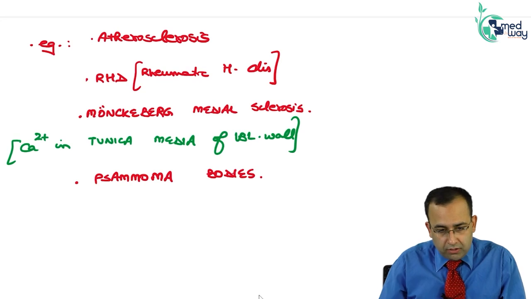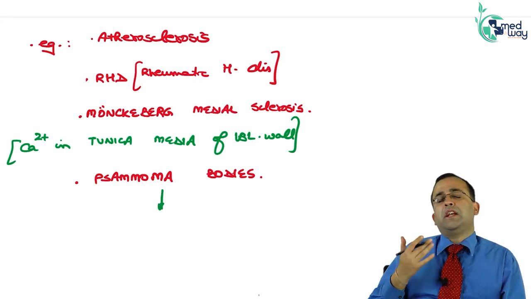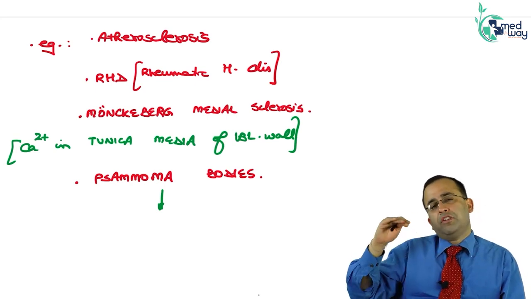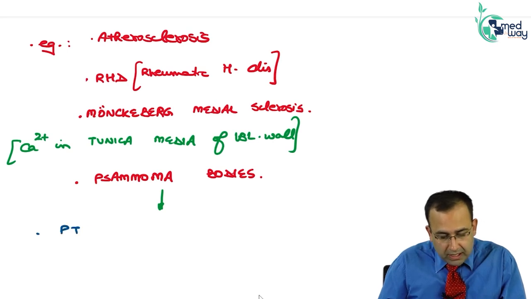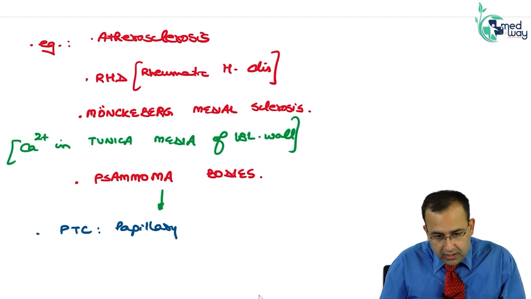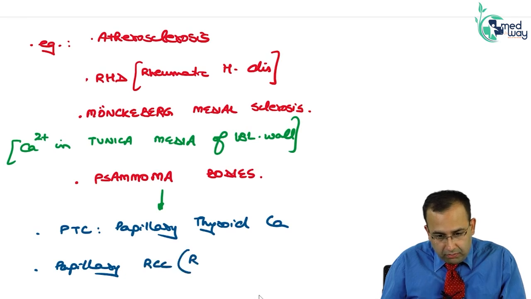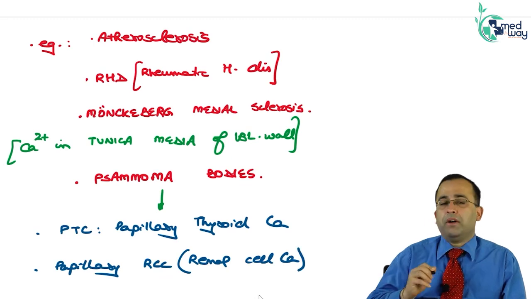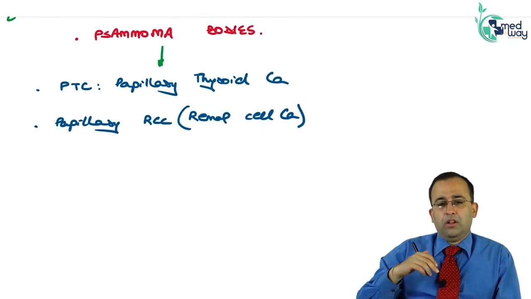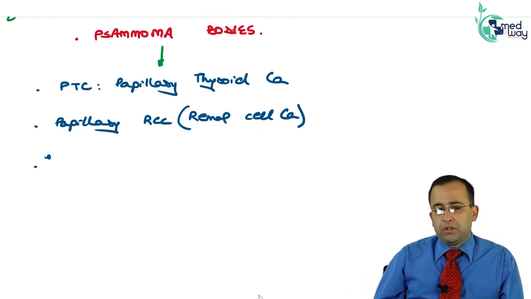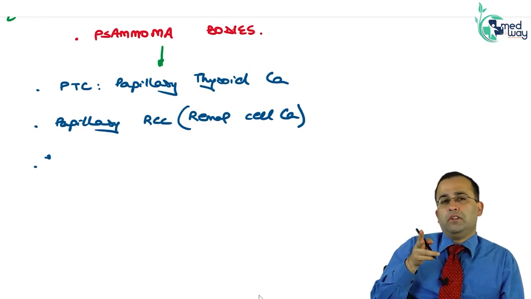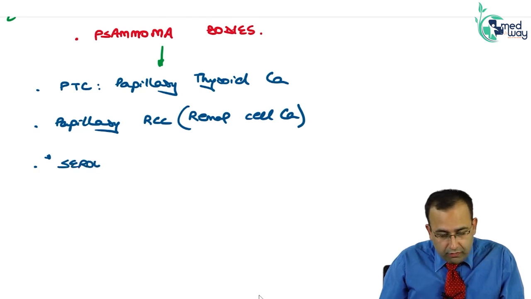It is a very important and very commonly asked question: which are the tumors associated with calcifications? That means psammoma bodies are seen in which tumors? It is associated with PTC, papillary thyroid carcinoma. Next, papillary renal cell carcinoma, papillary RCC. Next, ovarian tumor. Which ovarian tumor? Please put a star. Serous or mucinous? Serous ovarian tumors.